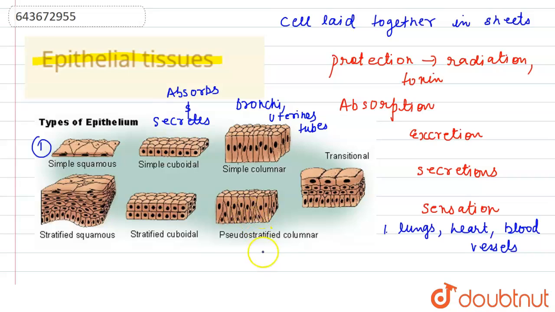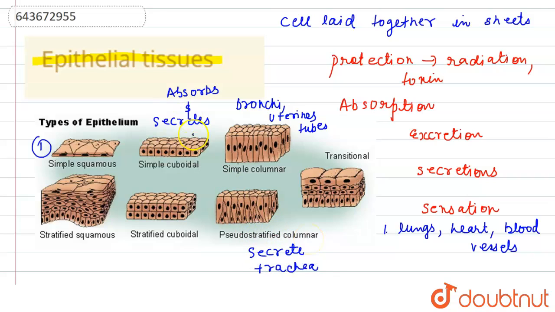Then we have the pseudo-stratified here. We can see that they are quite irregular in their shape here. They are also the ones which secrete here. So they secrete mucus, and ciliated tissue moves the mucus here. They are the ones which have the ciliated tissue lining the trachea and the upper respiratory tract here. So they are found in the trachea as well as the upper respiratory tract.